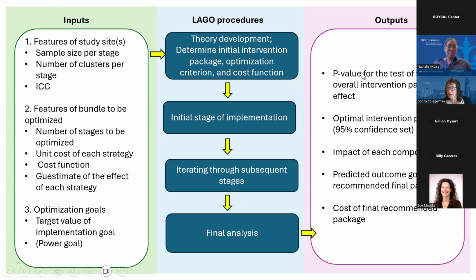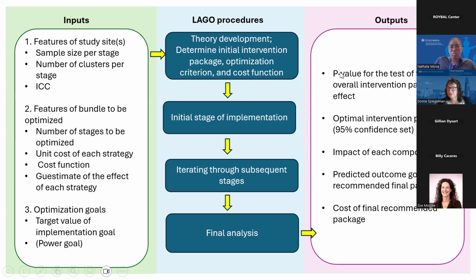So the outputs, as always, would be the p-value for the test of the overall intervention package effect. That would be the standard thing that we'd always be doing. And like I said, due to the rigorous mathematical statistics that we've done, we know that we have the standard valid type 1 error rate under the null. We'll get an estimate of the optimal intervention package with 95% confidence intervals around the components. We get the estimate of an impact of each component. We get an estimate of the predicted outcome goal at the recommended final package. And then we get an estimate of the cost of the final recommended package.